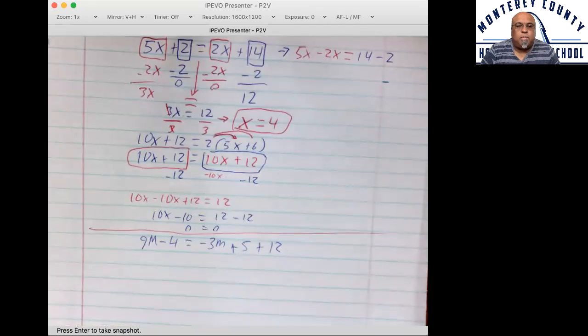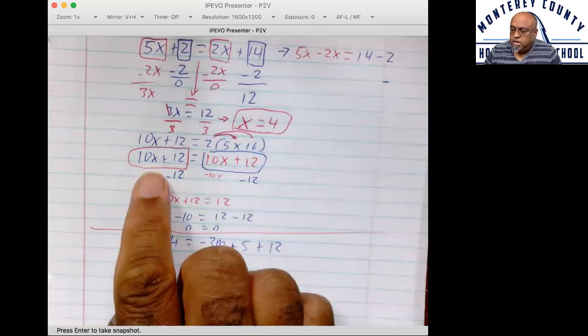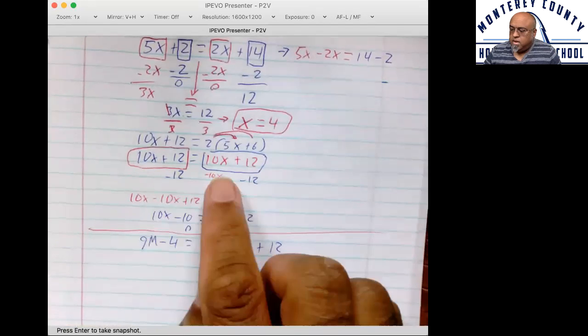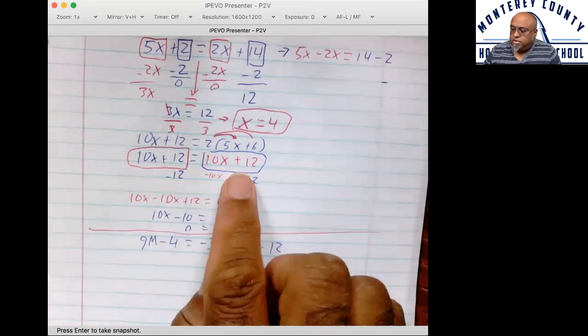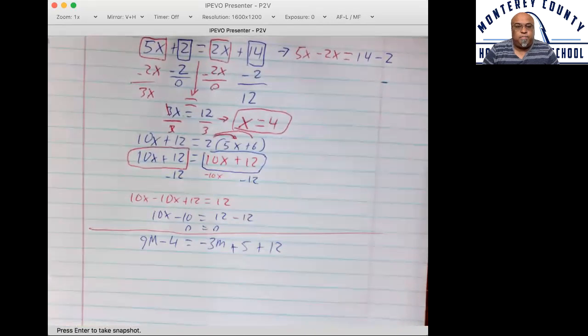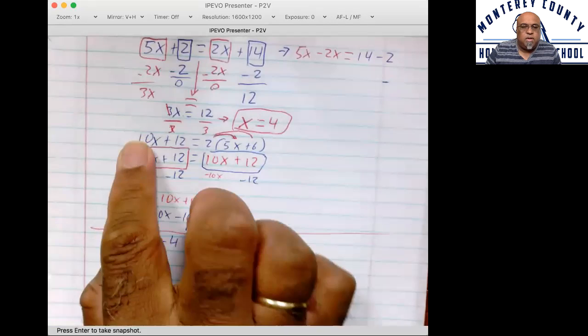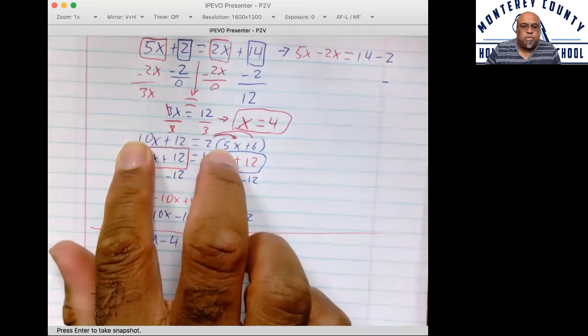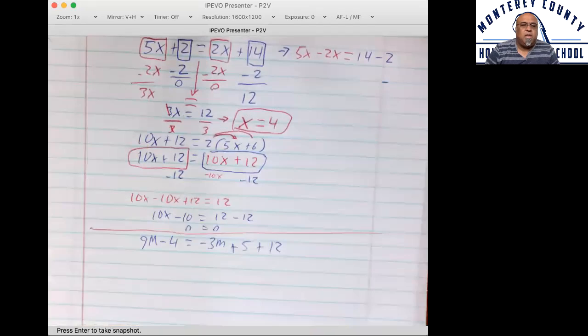So let's just say, for example, that x was 1. I would go 10 times 1 is 10 plus 12, which is 22. Then my answer would be 22 equals 22. Let's just say that x was 0. Then 10 times 0 would be 0. Then the answer would be 12 equals 12. You see what I mean?